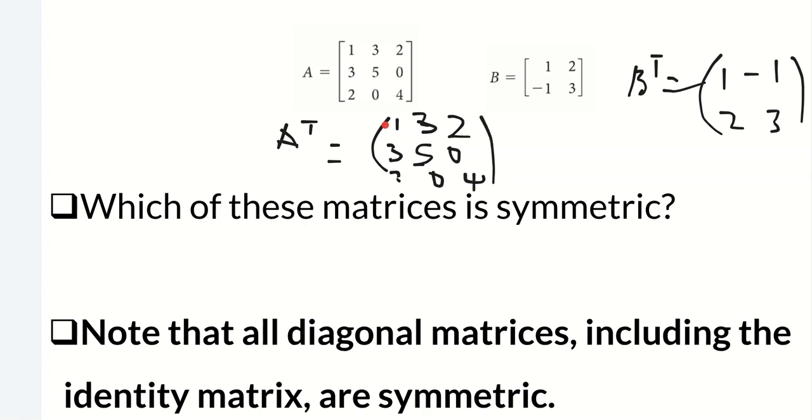All right. So if you look at it, it's the same, right? So this is the symmetric one, right? Note that all diagonal matrices, including the identity matrices, are symmetric. All right.